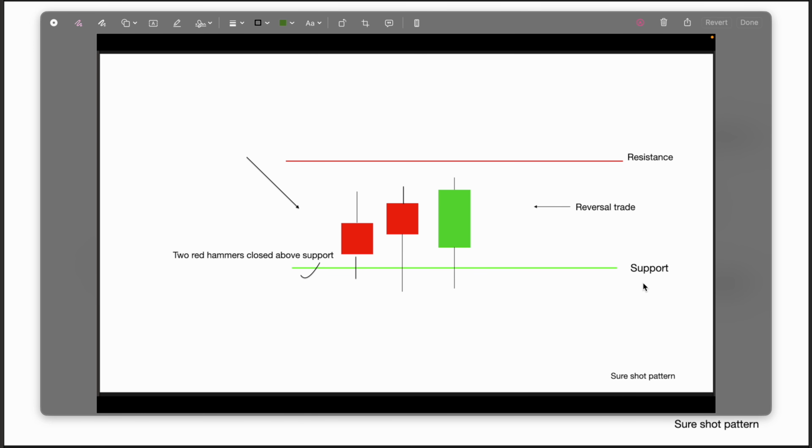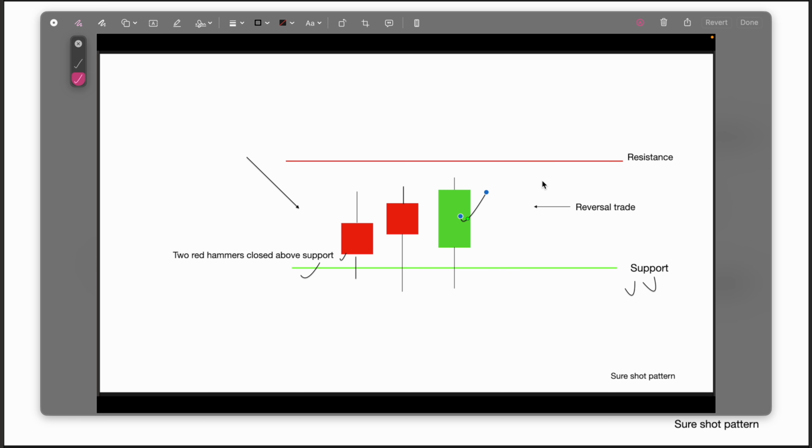Two hammers, there should not be any reversal within the hammer pattern. There need to be two red hammers, there needs to be very strong support, and then you can take the next trade for the reversal. That would be the call option trade for the green candle. Okay, like so. This is our second short pattern.